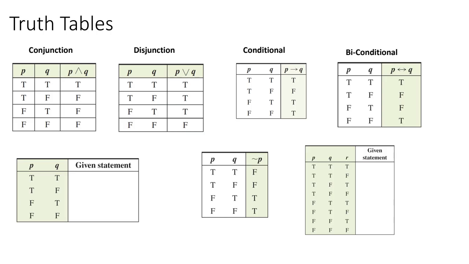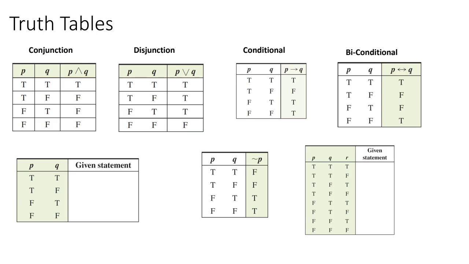The conditional is a very special one. This is only false when P is true and Q is false. So when you start with something true and you end up concluding something false, then usually it's a false statement, and it's going to be true in all other cases. The biconditional is true when both of them are true, and true when both of them are false, and it's going to be false in the other two cases.